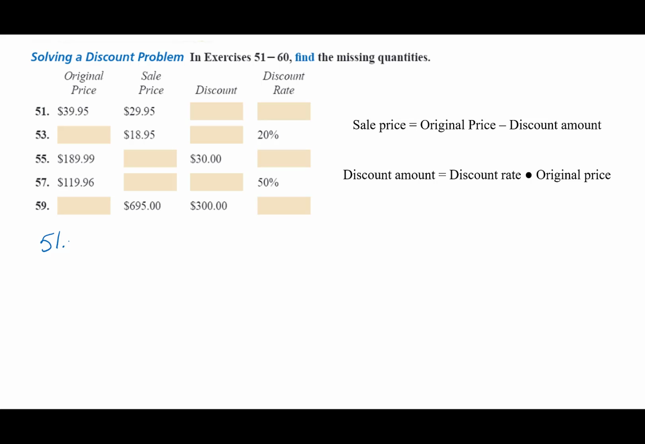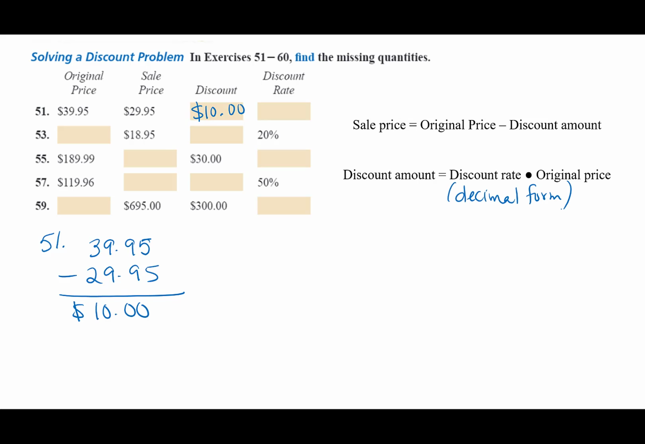When you know the original price and the sale price, it's really easy to find the discount amount because that's a quick subtraction problem. $39.95 minus $29.95 is $9.95. You could probably do this in your head, or you can still use your calculator. But do you see it would just be $10?